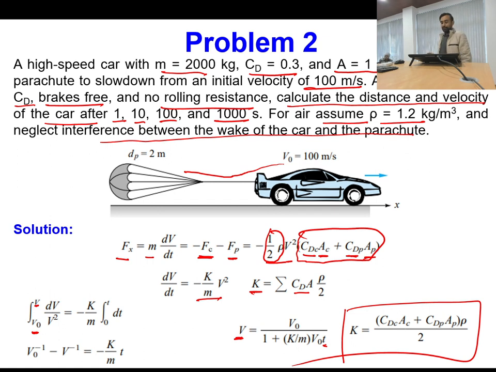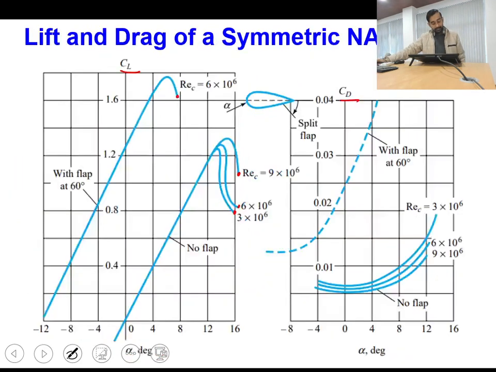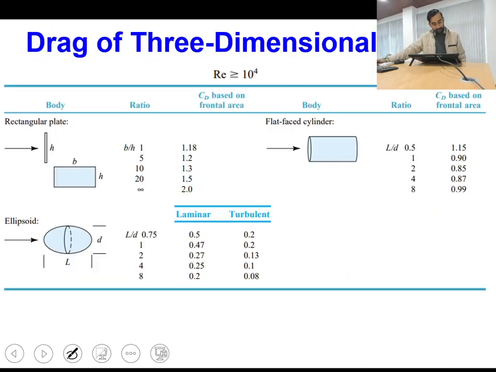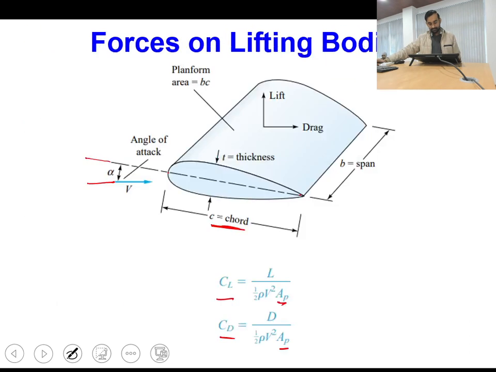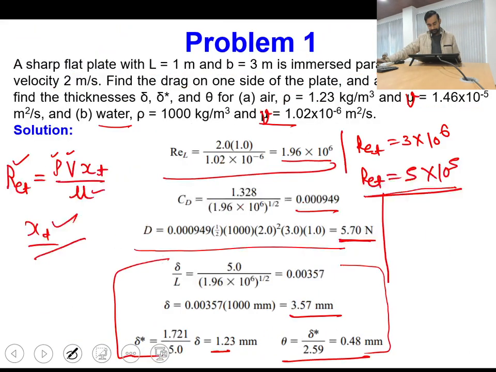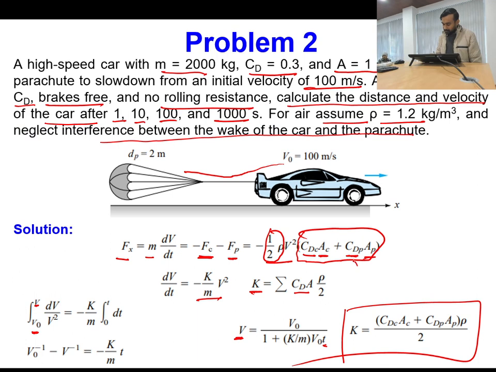So for that, just now I have shown you one table. So this is the condition. Based on the frontal area of the parachute, if we calculate the value of CD, then it is 1.2 for a parachute. So it means that my CD of the parachute is equal to 1.2, but what will be the area of the parachute? Now it is given in the question that the CD of the parachute is based on the frontal area.